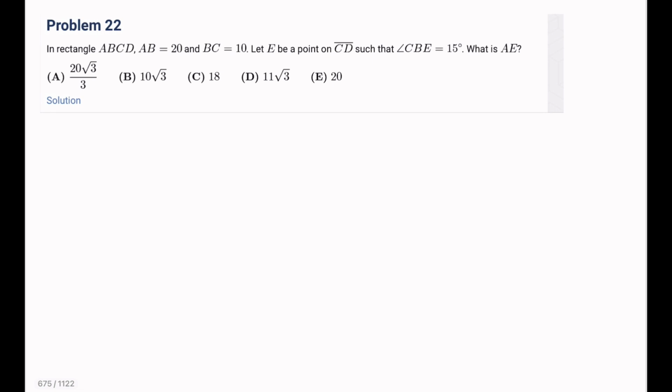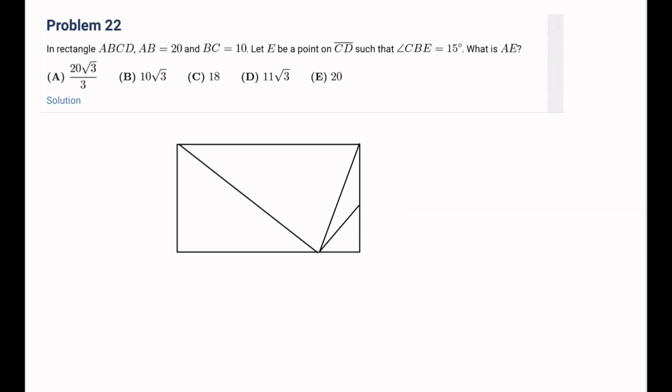Number 22, in rectangle ABCD, AB is 20 and BC is 10. Let E be a point on CD such that angle CBE equals 15. What is AE? So if we draw a picture, then it will be just like this, right? ABCD, AB is 20 and BC is 10, so this would be A, B, C, D, and this would be E, the point on CD, and CBE is 15, so this would be 15, this would be 15, and this would be 90, and so this would be 30, this would be 60, right?